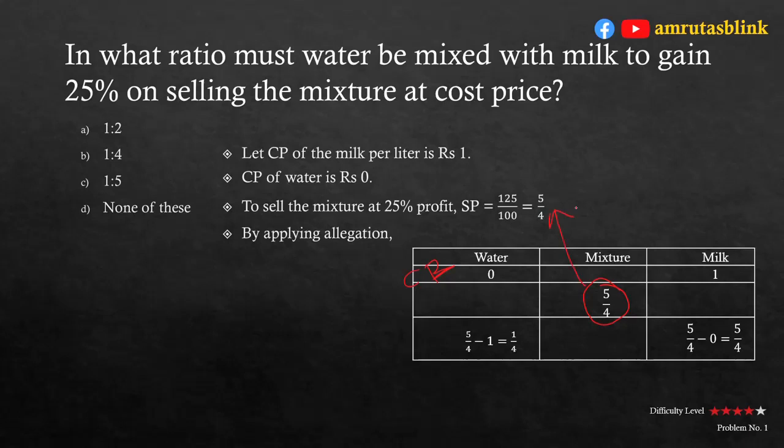Now, we will find out the difference in order to apply the formula of alligation. Here if you form a cross, then in this column you will write 5/4 minus 1, which is equal to 1/4, and for this column you will apply the formula in this way: 5/4 minus 0 is equal to 5/4.